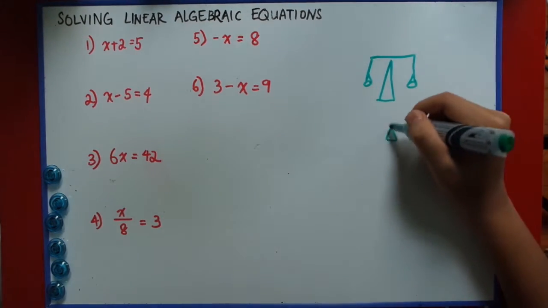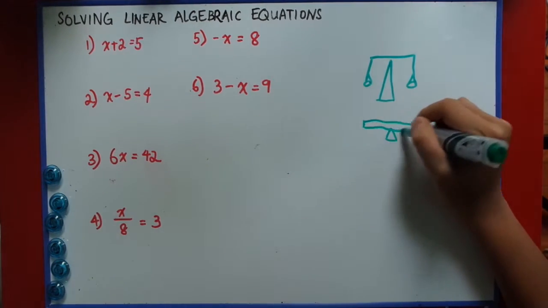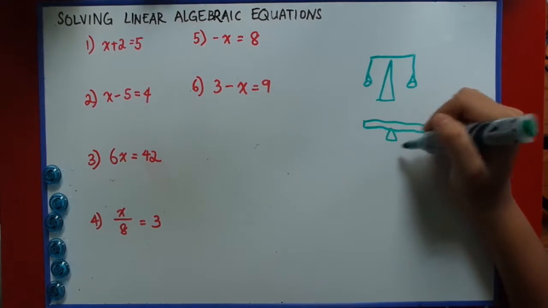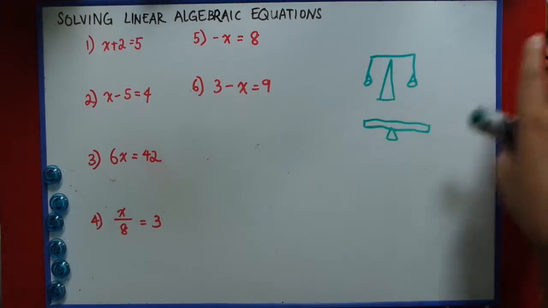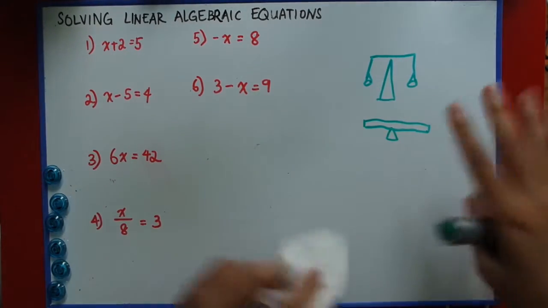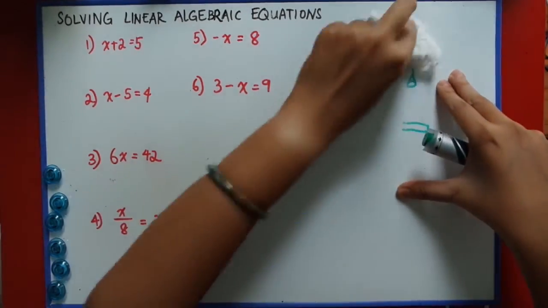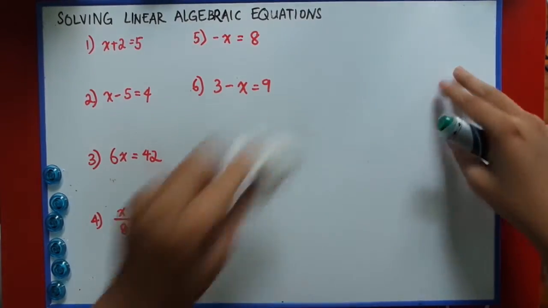Or you can think of it as a seesaw. It's the same idea. You want it to stay straight, so whatever you do on one side, you have to do on the other. Just keep this thought in mind, and it will help you a lot when you're doing linear algebraic equations.